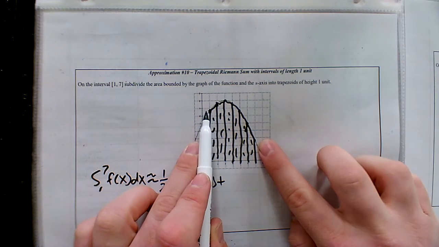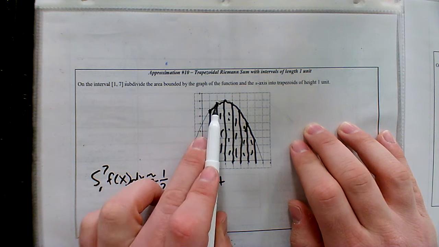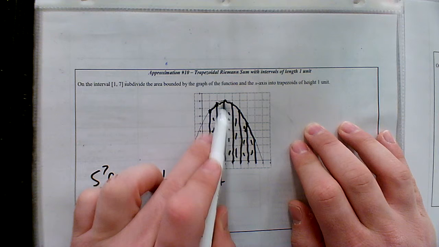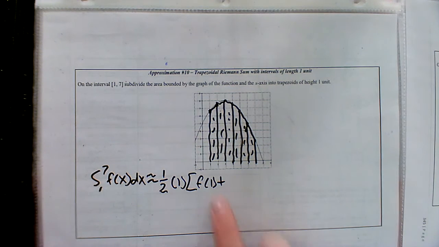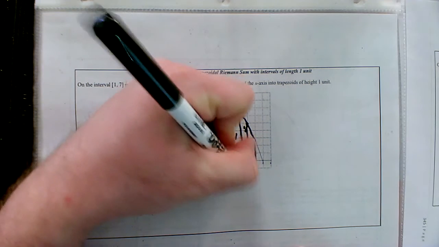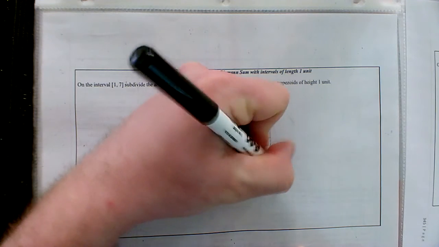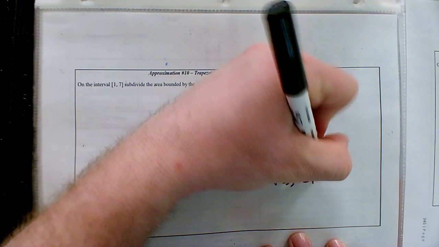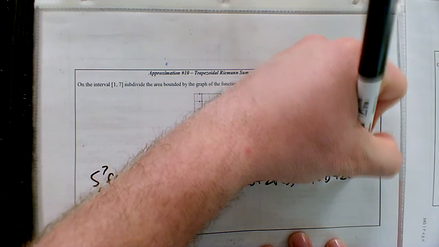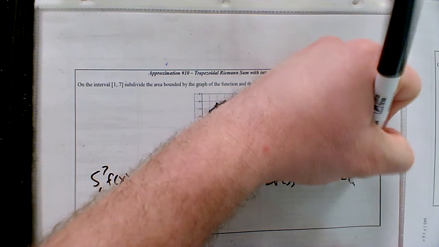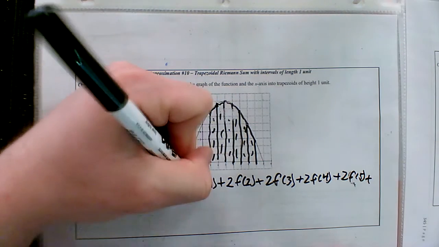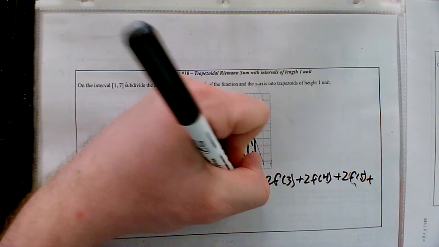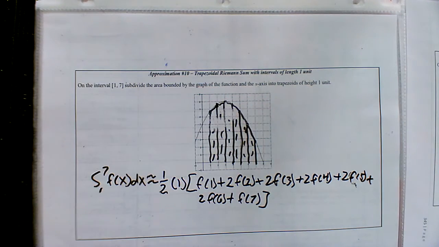If you think about this, the endpoints only occur once. But if you look, we use f of 2 for the first one, and we use f of 2 for the second one. Then we use f of 3 for the second one, and f of 3 for this one. It's an endpoint for 2 of them, all the ones in the middle. So we have f of 1 plus 2 f of 2 plus 2 f of 3, again, because it's a part of 2 trapezoids. Plus 2 f of 4 plus 2 f of 5 plus 2 f of 6. What about f of 7? Just one of them. Do we understand the reasoning behind that?